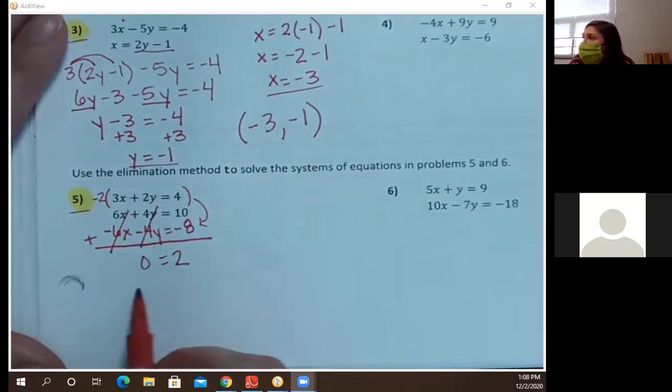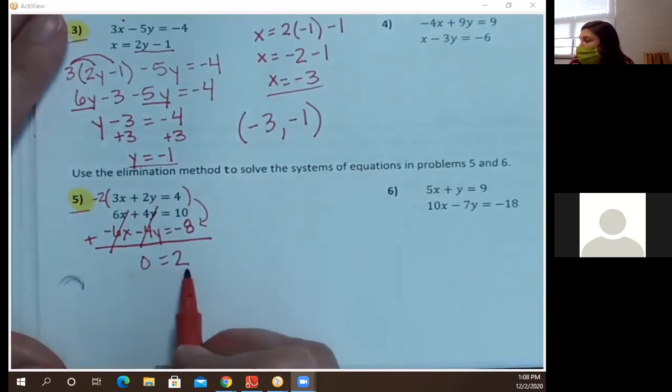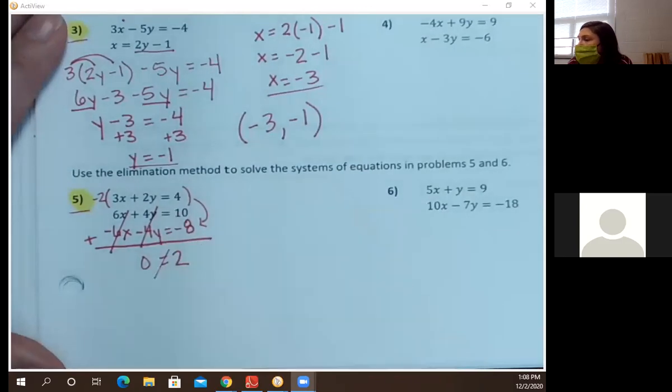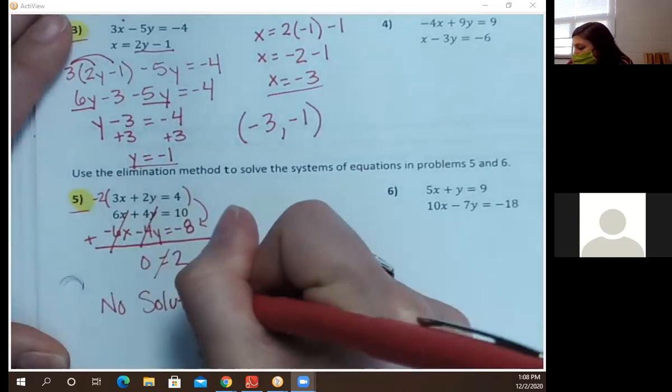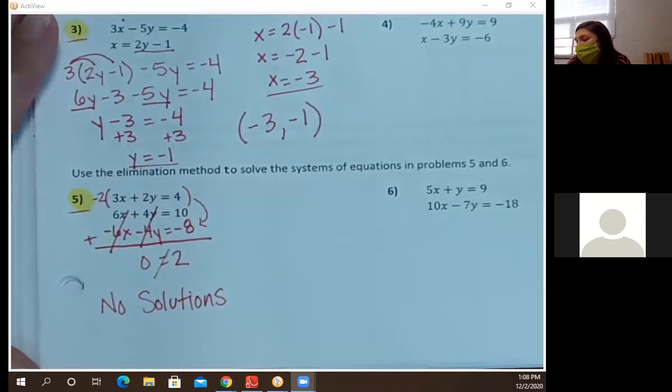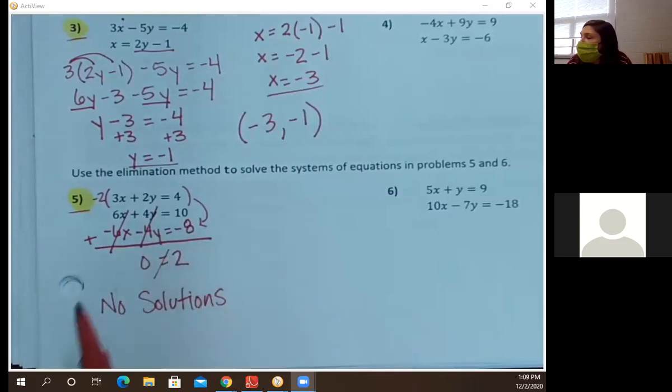So I've got no more variables. And this equation that I'm left with is incorrect. 0 is not equal to 2. What does that mean for my solutions here? Very good, no solutions. Questions on number 5? We took a look at a similar example, I think that was yesterday with substitution, where we ended up with something like this and it was no solutions.